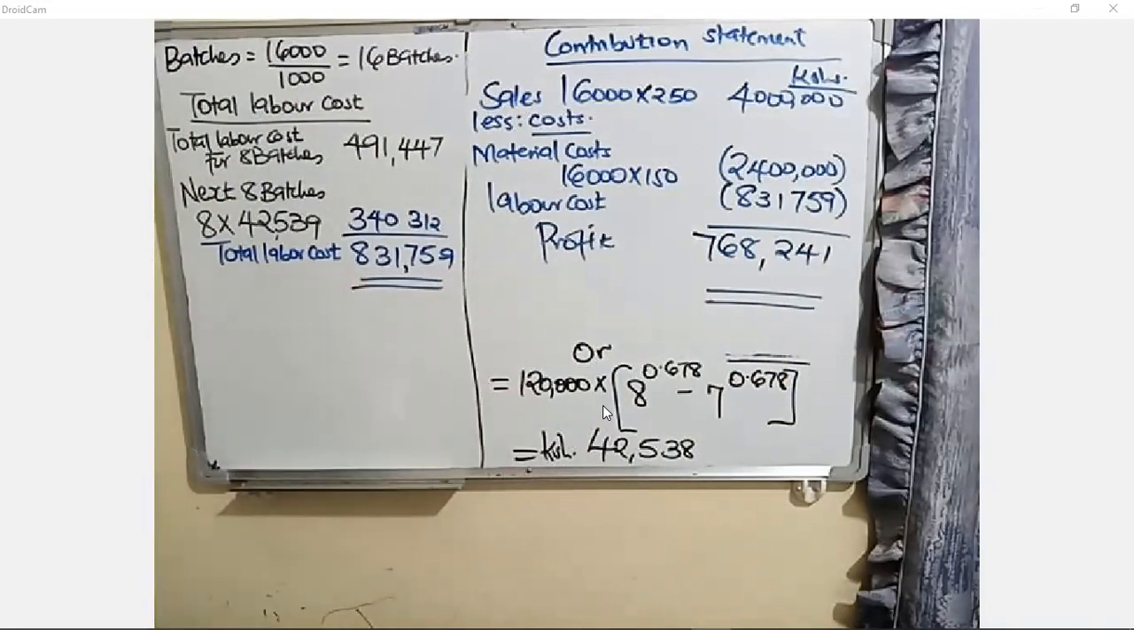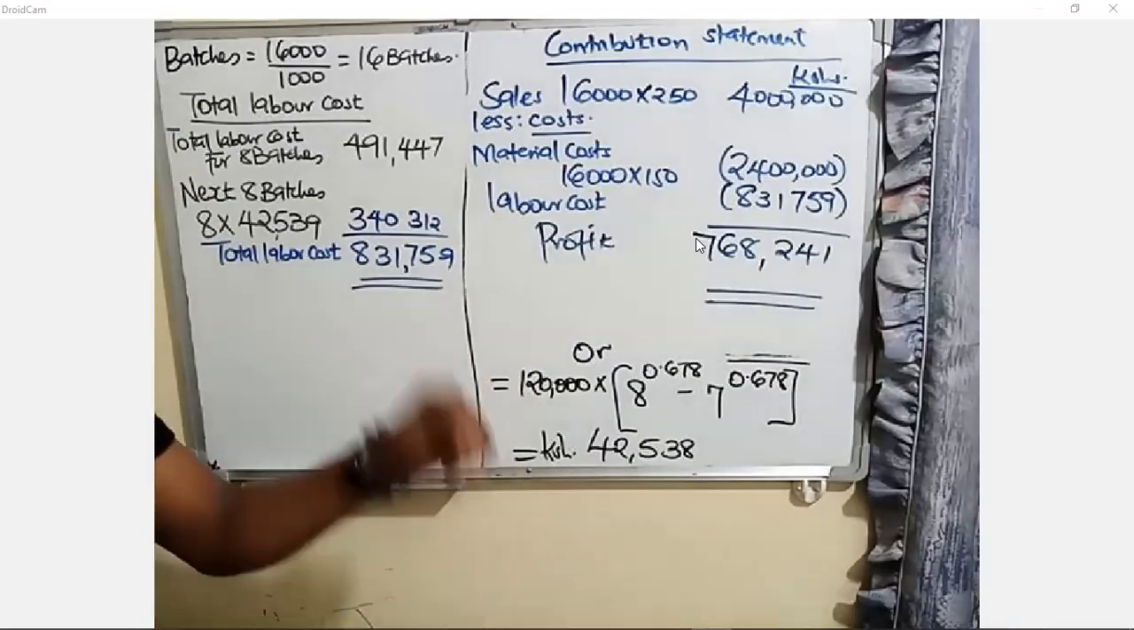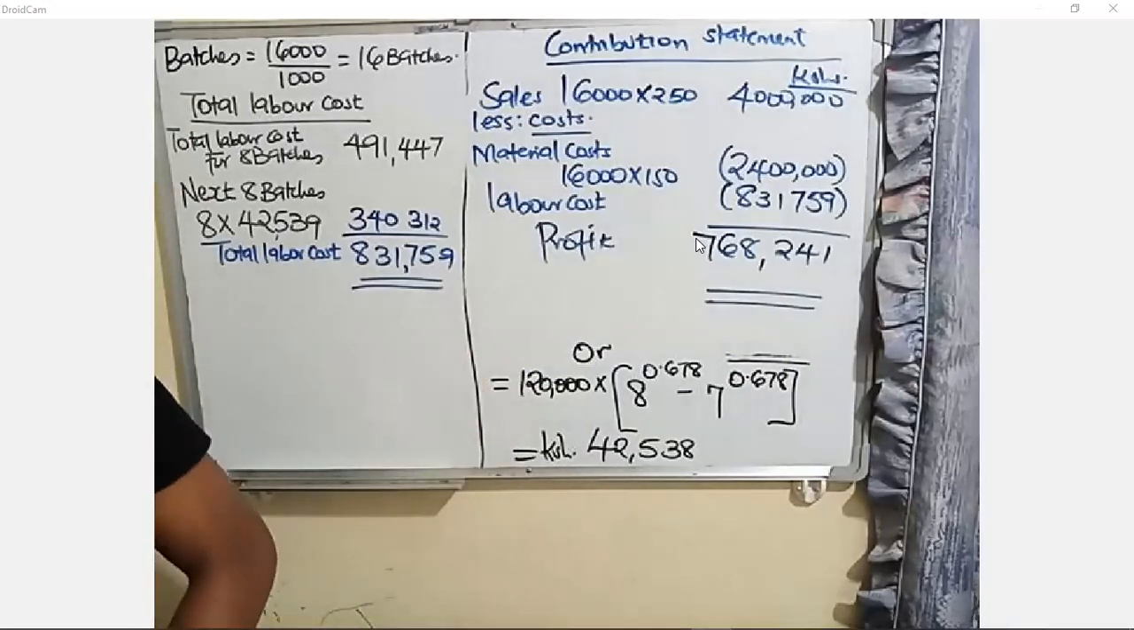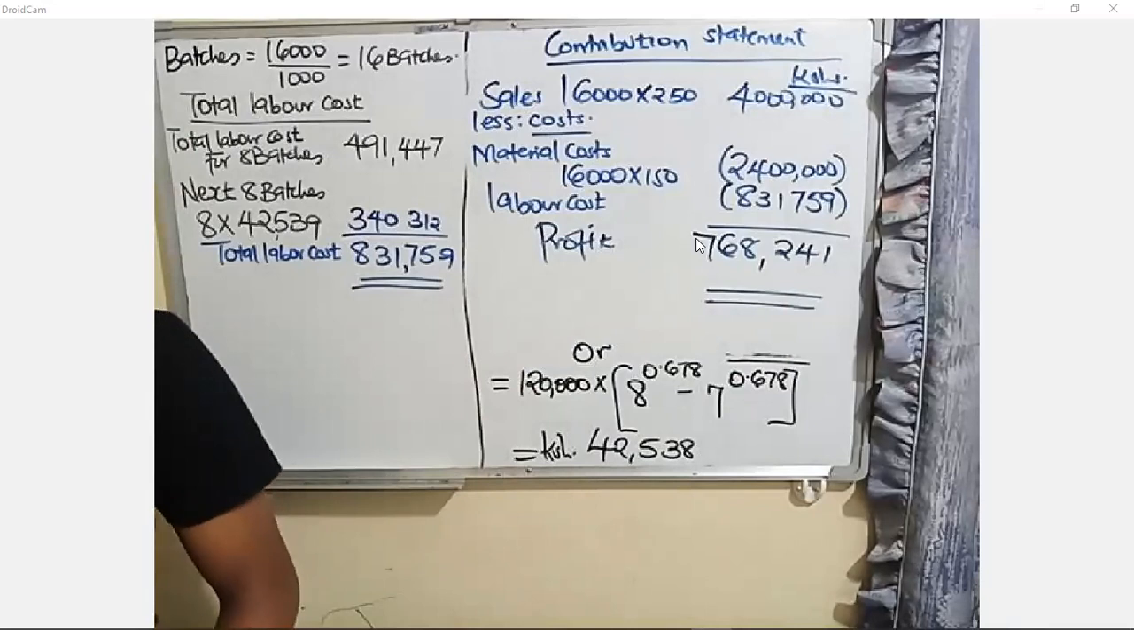Anybody with a question? Don't fear to ask now, because the examiner will ask you. I have a question, though I was not there when you were starting. The 42,539, was it the cost for producing the eighth batch? Yes, it's the cost for the 8th batch. Why have you multiplied it by 8 again?